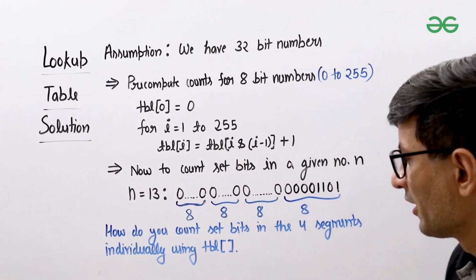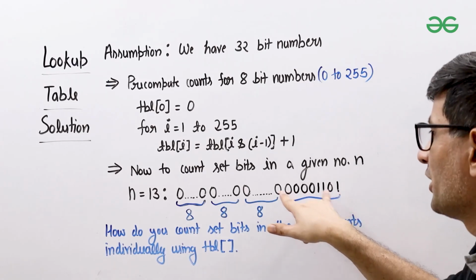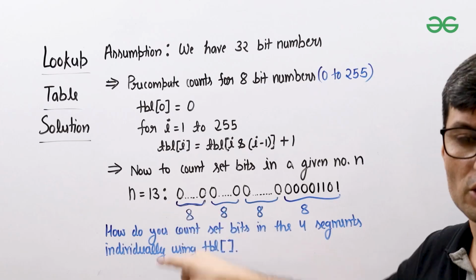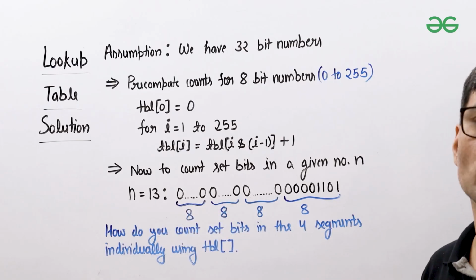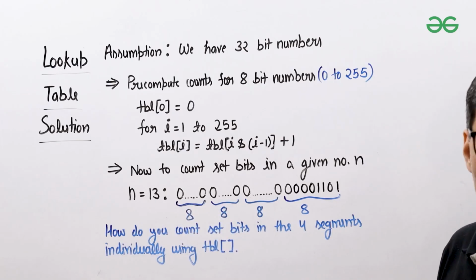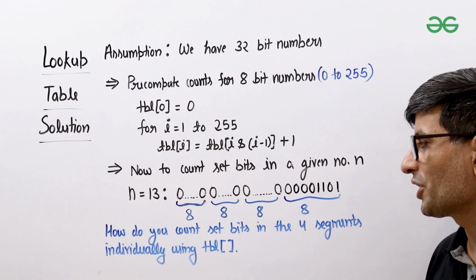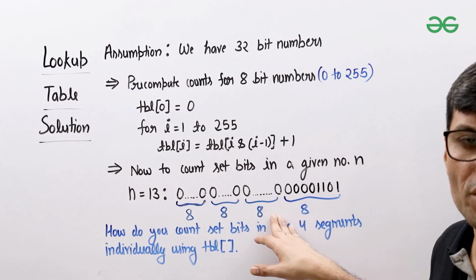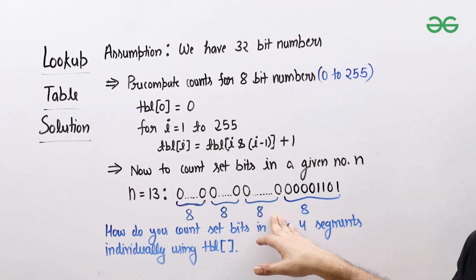You must have guessed it. So count in this is going to be 3, here 0, here 0, here 0. So the result is going to be 3 plus 0 plus 0 plus 0. So the result we are going to get is 3. Now the question arises, how do we get the count in individual segments?